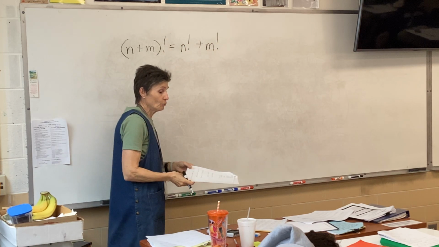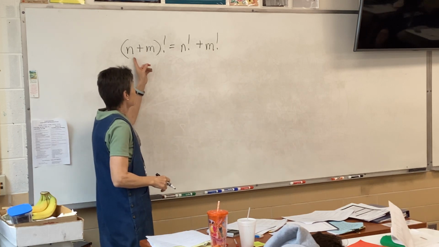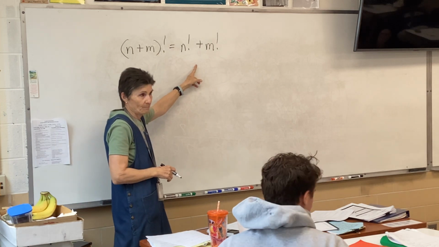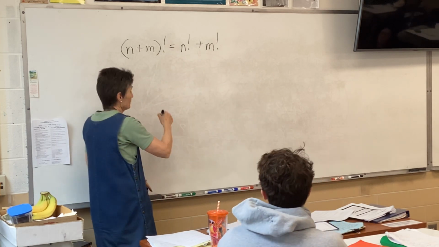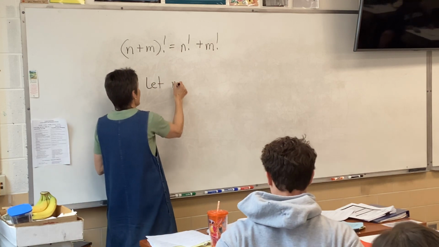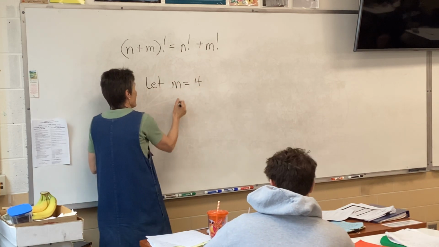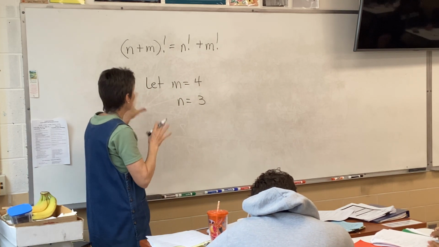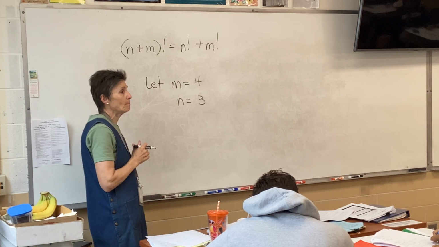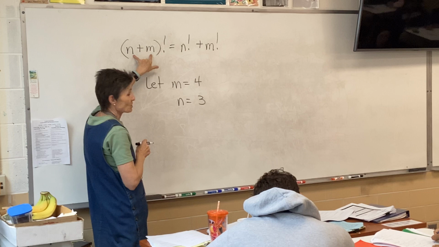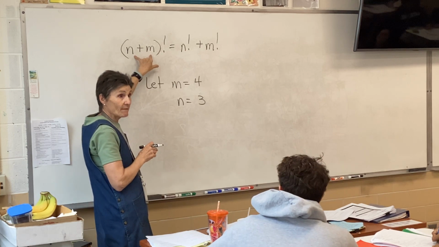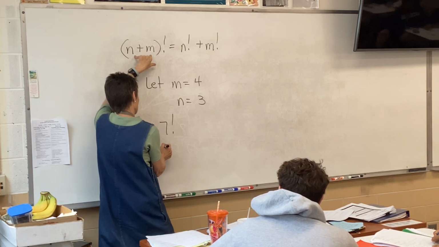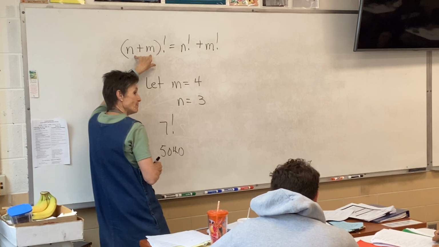So there's going to be some goofball, I guarantee it, that is going to think we can distribute the factorial symbol. You cannot. All right? Counterexample. Millions of them. Let's let M be 4 and N be 3. We'll just do that. So if we let M be 4 and N be 3, this would be what? 7 factorial. All right, anybody know what 7 factorial is? Check it out. I think it's 5040.